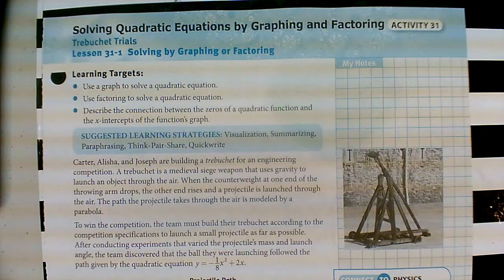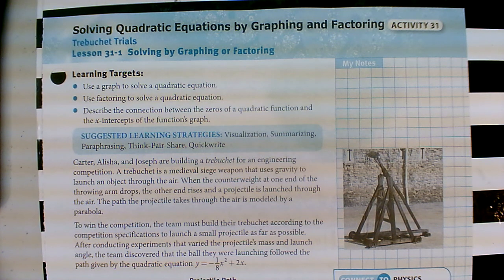All right, folks, so I'm going to go over numbers 4, 5, and the explained example right after 4 and 5 for lesson 31-1. It's solving quadratics by factoring or graphing. So you've kind of read through the problem at this point.